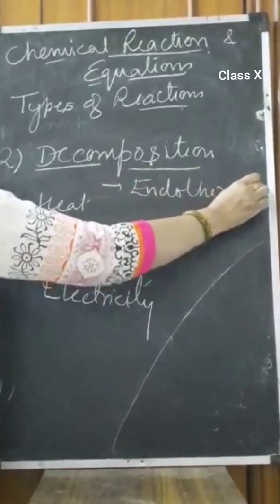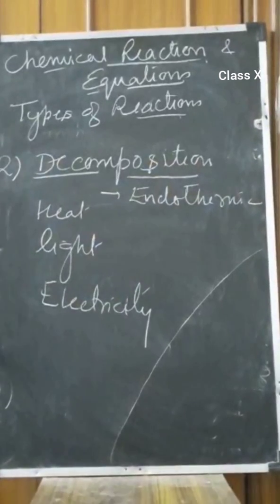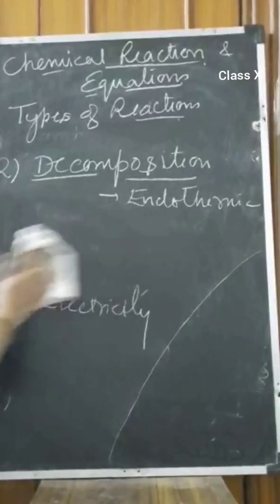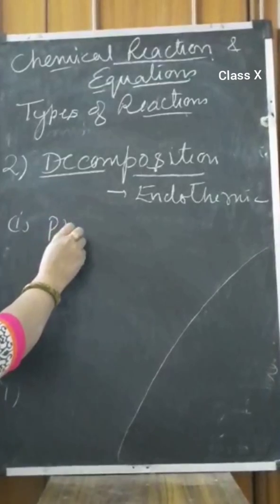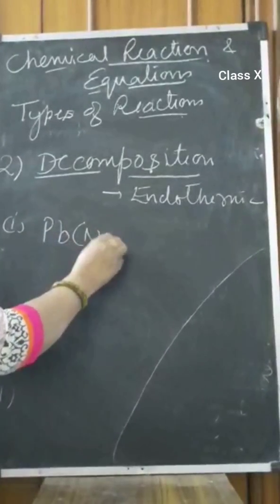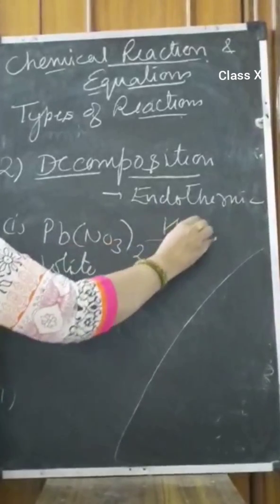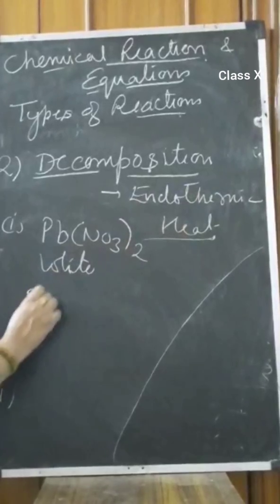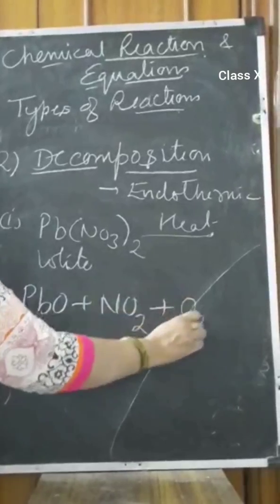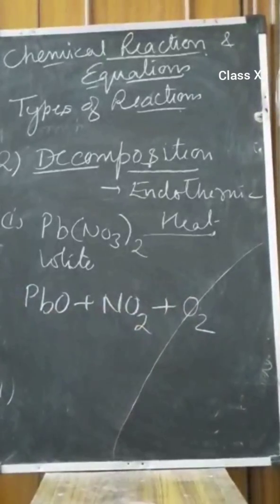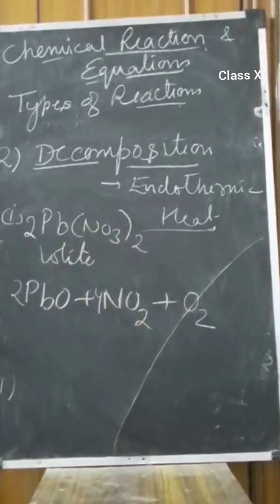Now why are they called endothermic reactions? Because they take heat and break down, they take light and break down, they take electricity and break down into the respective constituents. Now an example of a decomposition reaction is lead nitrate, Pb(NO3)2, which is white in color, and in the presence of heat it forms lead oxide, nitrogen dioxide plus oxygen. To balance this equation, we should write 2, 2, 4. Then only the equation will be balanced.